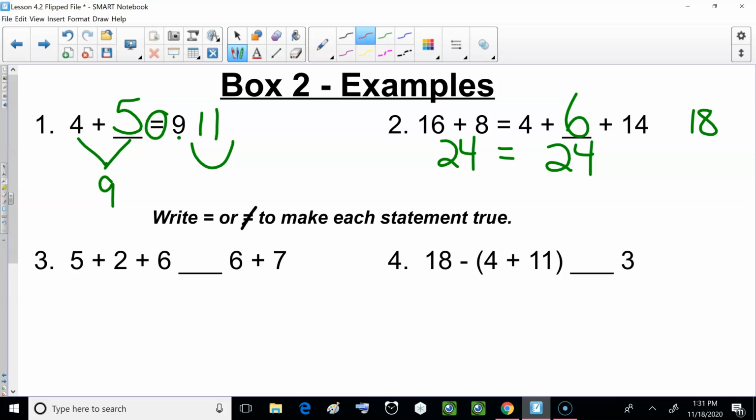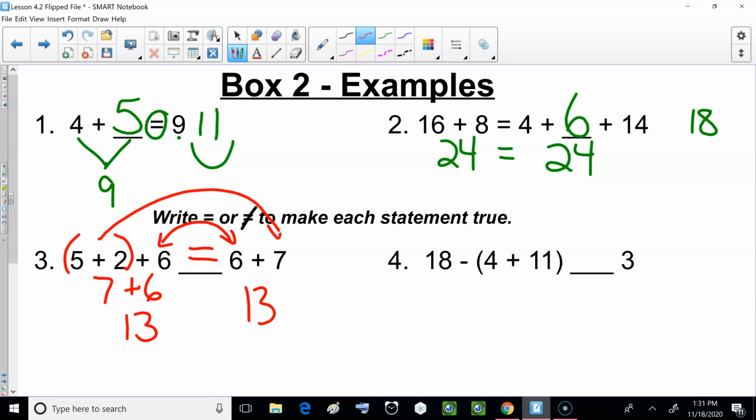Well, 5 plus 2 is 7, and 7 plus 6 is 13. So this side equals 13, and 6 plus 7 equals 13. That means this is an equal equation, because 13 equals 13. Another way we can see this is that the 6 on this side matches the 6 on that side, and 5 plus 2 equals 7, which matches the 7 on that side. We can put them together by those pairs so that each side is the same.